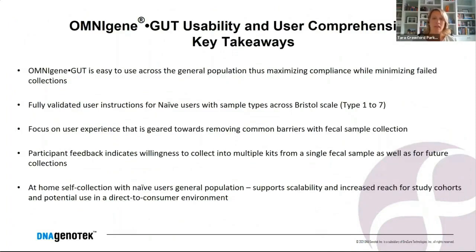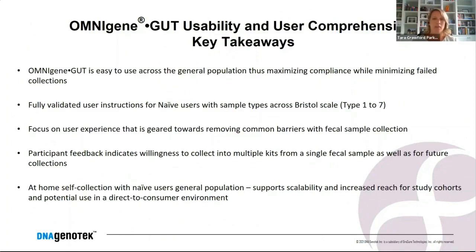Taken together, the key takeaways from these usability and user comprehension studies demonstrate that the OmniGene Gut device is easy to use across the general population, including untrained, naive users, thus maximizing compliance for studies conducted using this device and minimizing failed collections. We have fully validated the user instructions for naive users collecting sample types across the Bristol scale.